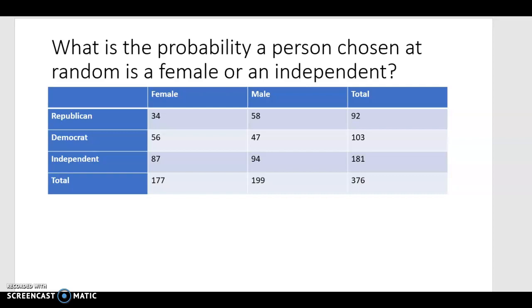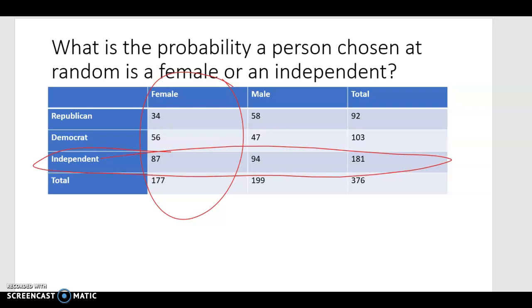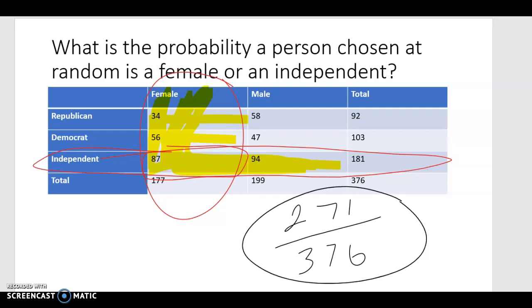Now let's use that same chart and do an OR problem. Probability a person is female or an independent. Okay, so I have my female line and I have my independent line. If you think about this, you'll notice that we have circled the female independent twice. So we want female, female, female, independent, right? That's kind of the L that we're looking at. If I add those 4 values together, I have 271 out of the total of 376. We're going to get to some other videos where we talk more about the algebra behind this.